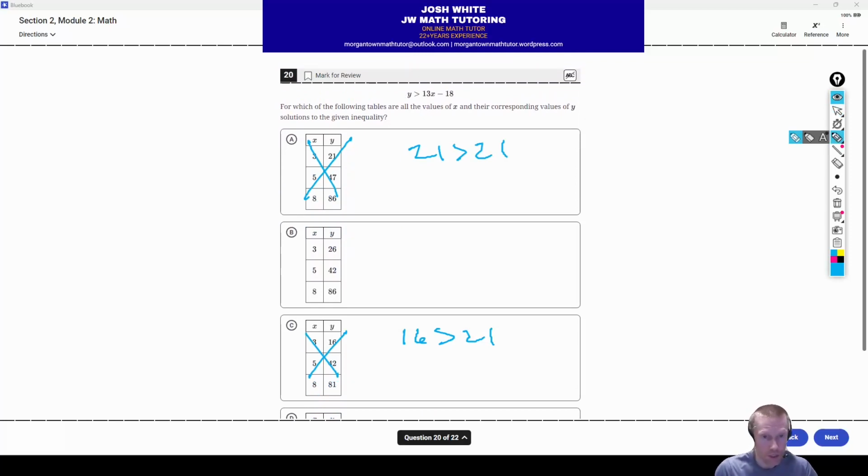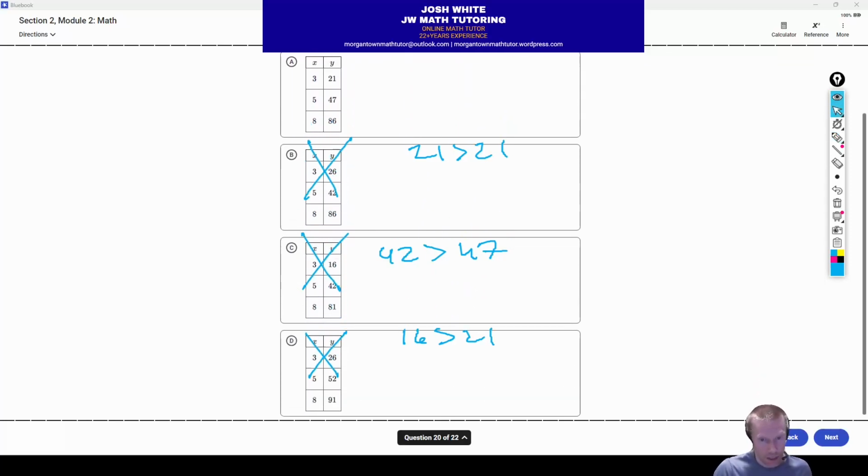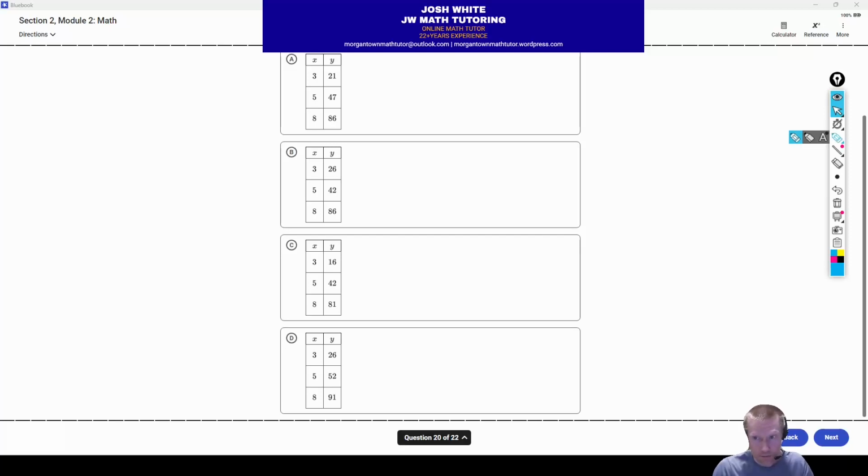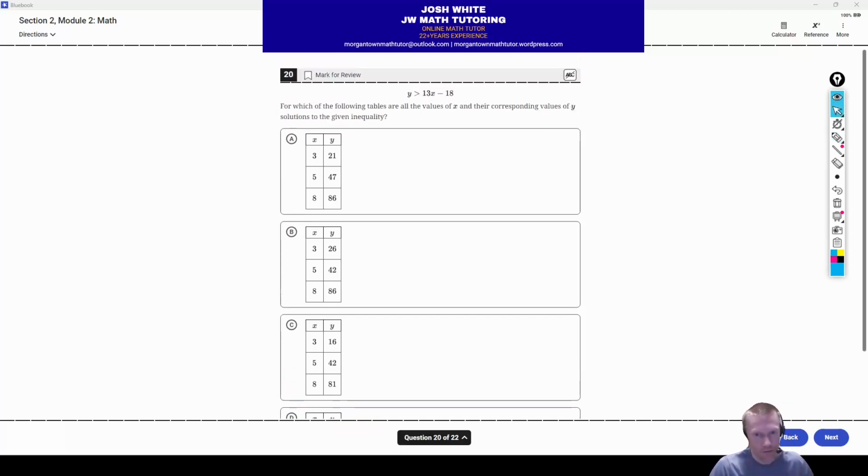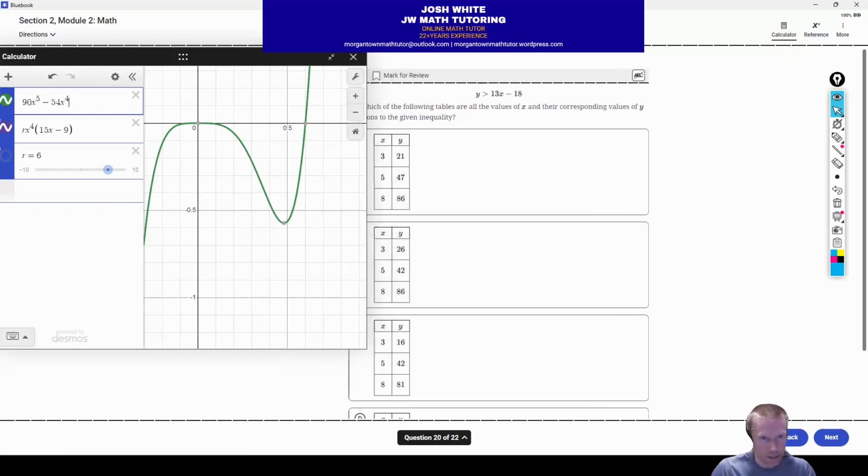If you plug in 42, for example, comparing on the right side, 13 times 5 is going to be 65, and you could, again, do this all in Desmos. 65 minus 18 is going to be 47. So you get 42 greater than 47. That is false. That is not true. So process of elimination, it's going to be letter D as the correct answer. And you could then take all three of them and just plug them in and confirm that they work. But the method I would probably use for this is Desmos.